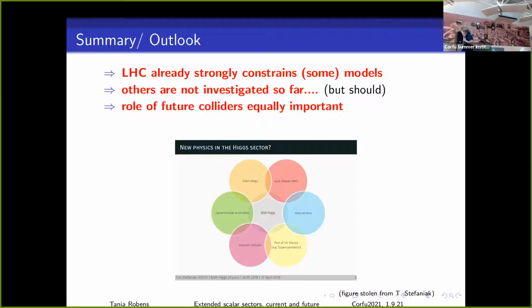I mean, this is something which has really gained a lot of attention now, especially the complementarity of measuring the couplings at colliders and then relating this to electroweak phase transitions and so on. So there has been a lot of work on this also in the models I discussed. But okay, I didn't present it.